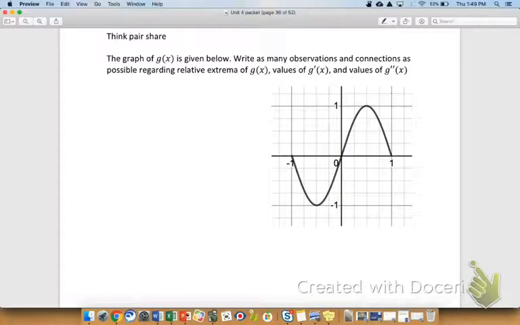So if you could try to do this, think about it, and then we'll pair up. I'll give you a couple minutes here to think and write, and then afterwards we'll do the pair and share. So ready, set, go.